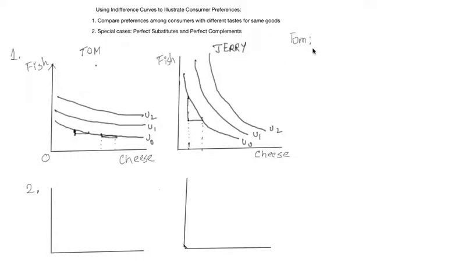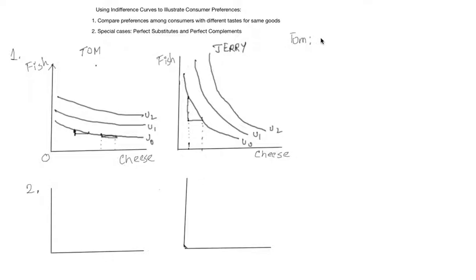First, let us look at Tom. As you will see, the indifference curves are quite flat compared to Jerry. Note that we are measuring fish on the vertical axis and cheese on the horizontal axis. So these would be quantities of fish and cheese for each consumer.